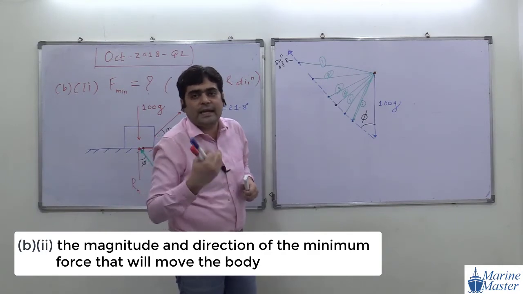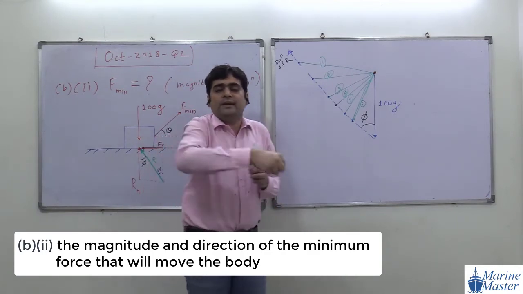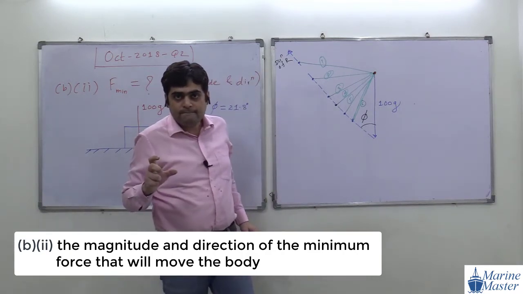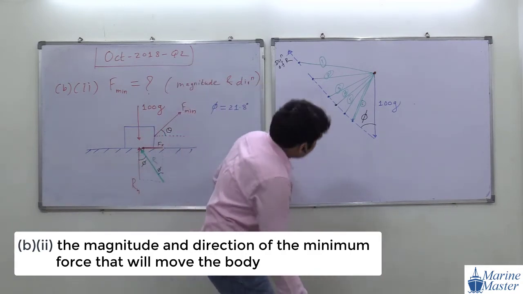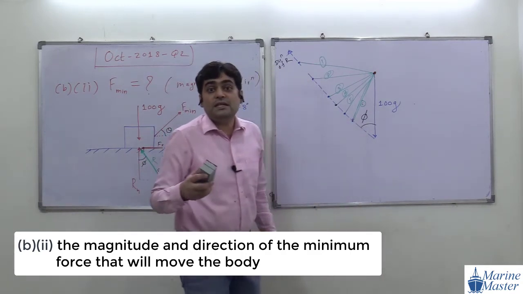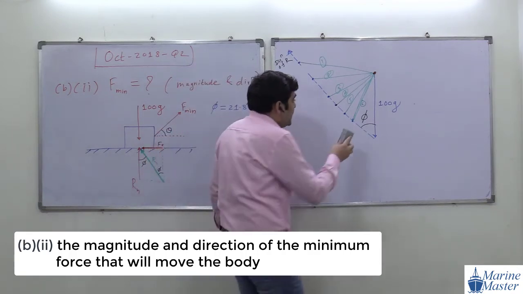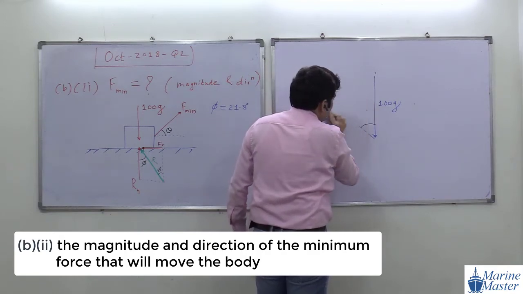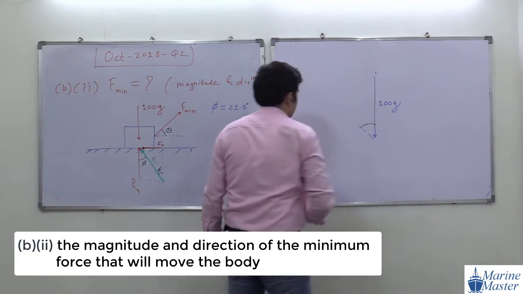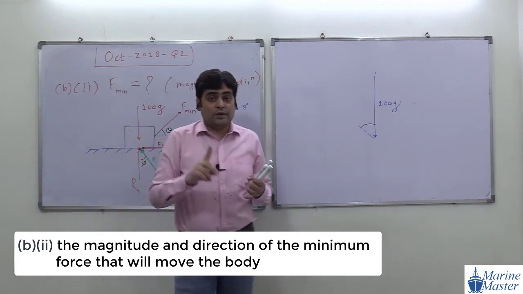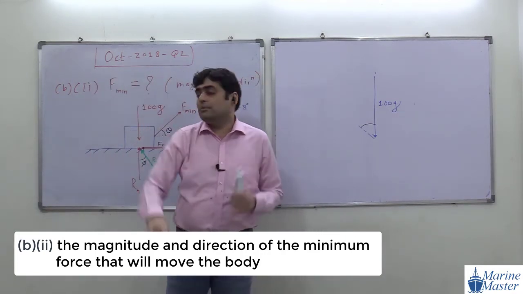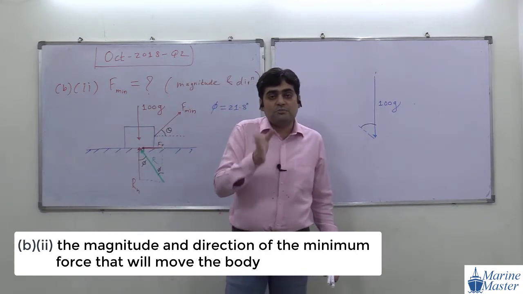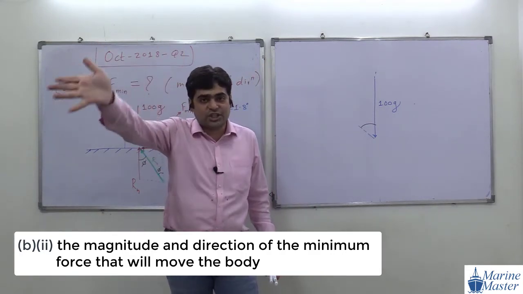So from this drawing, what conclusion can we derive, guys? If you want a minimum force, what conclusion can we say? The minimum force must be perpendicular to the resultant reaction. See the conclusion point: whenever the question asks for the minimum force, that minimum force must be perpendicular to the resultant reaction.